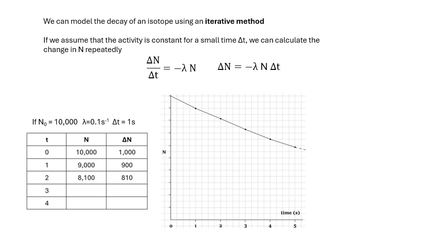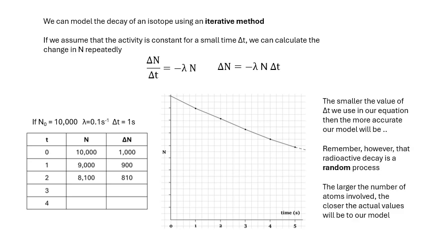And let's say lambda is 0.1 seconds to the minus 1. And then we do it every second. Delta t is 1 second. And we can work out again and again, repeatedly, the value for delta n. And then you take that off n and you do it again. Then you take it off n, then you do it again. And then you plot your graph. And this is a mathematical way, an iterative method, to model decay. Okay?